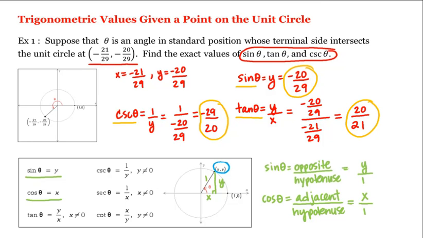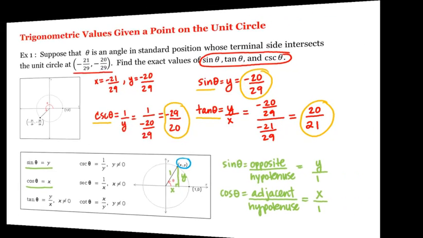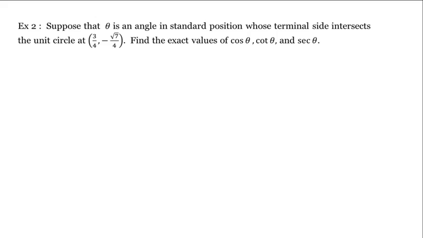All right, let's look at another example. Suppose that theta is an angle in standard position whose terminal side intersects the unit circle at 3/4, negative square root 7 divided by 4. Let's find the exact values of cosine of theta, cotangent of theta, and secant of theta.